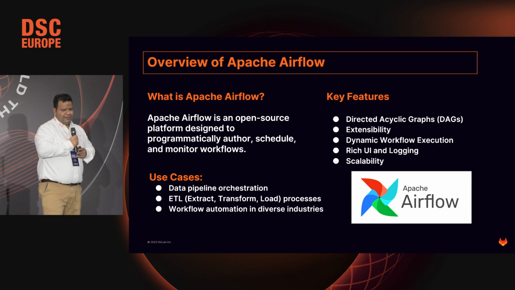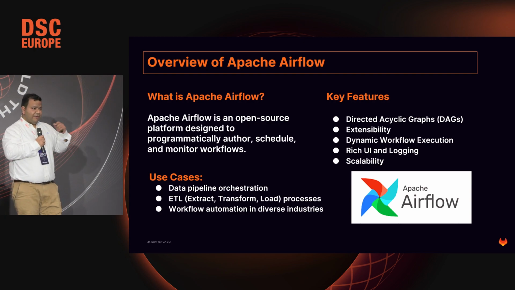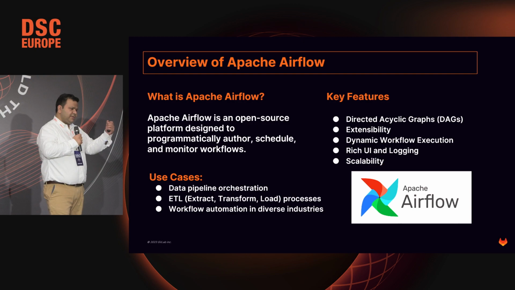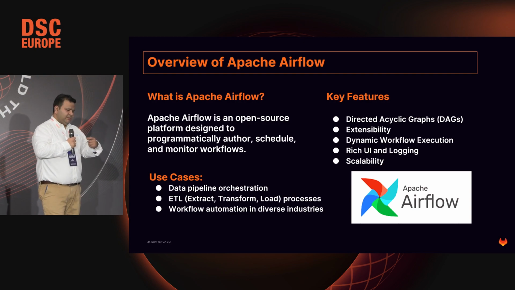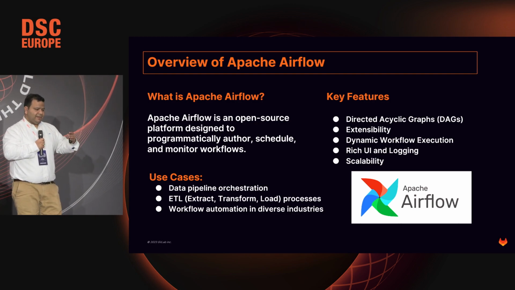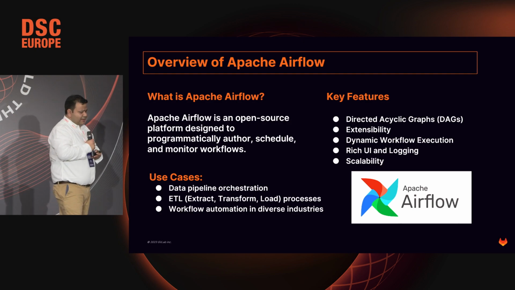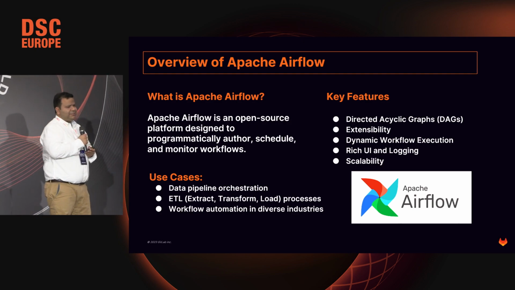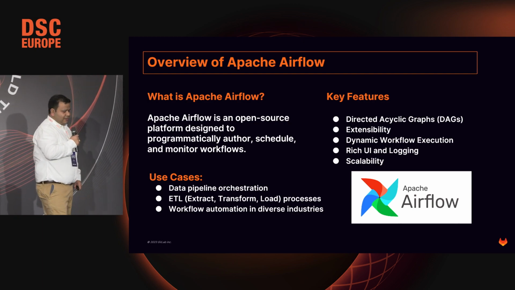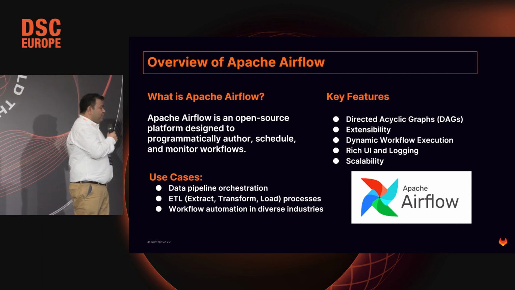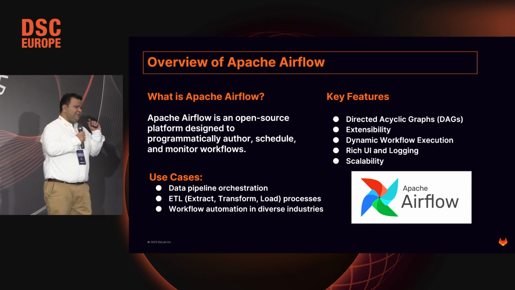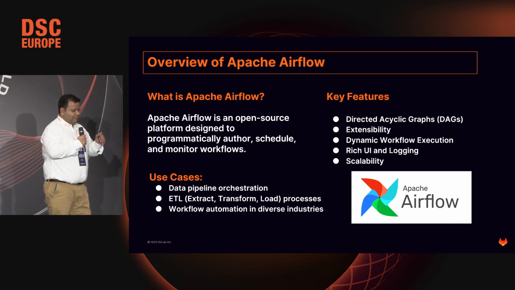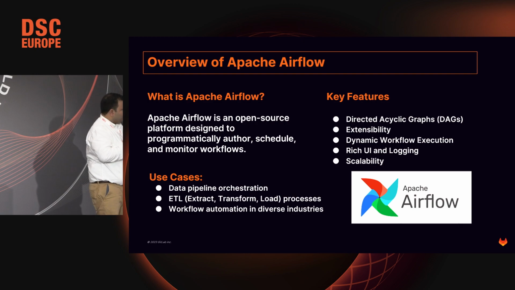Scalability: you can have multiple web servers to handle your incoming loads using the load balancer. You can scale your web server, your scheduler, your database, so that helps. The top use cases which came to my mind were data pipeline orchestration, that's what we generally use it for; ETL, extract, transform, load process, not doing the ETL, just scheduling it; and workflow automation in diverse industry.